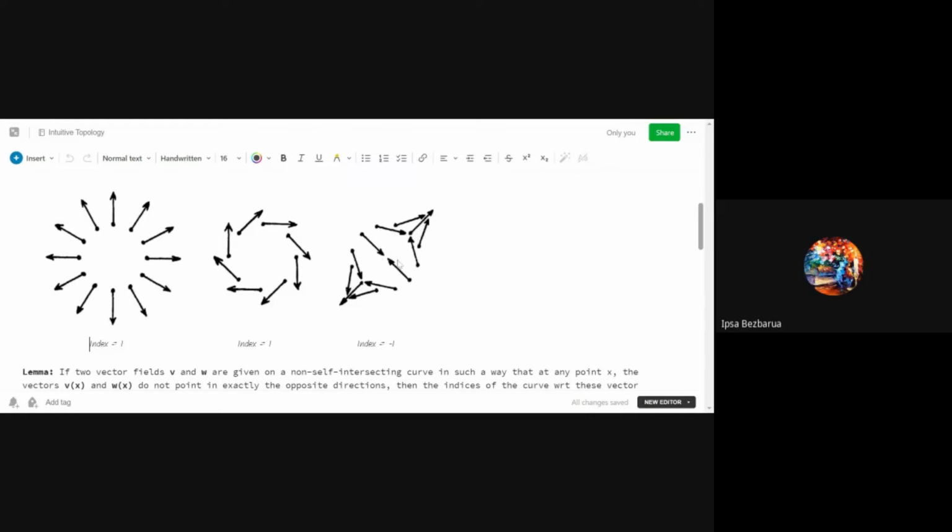I'm moving like this, and my vector field is moving in the other direction, in the opposite clockwise direction. So I say that the index of this singular point is -1.